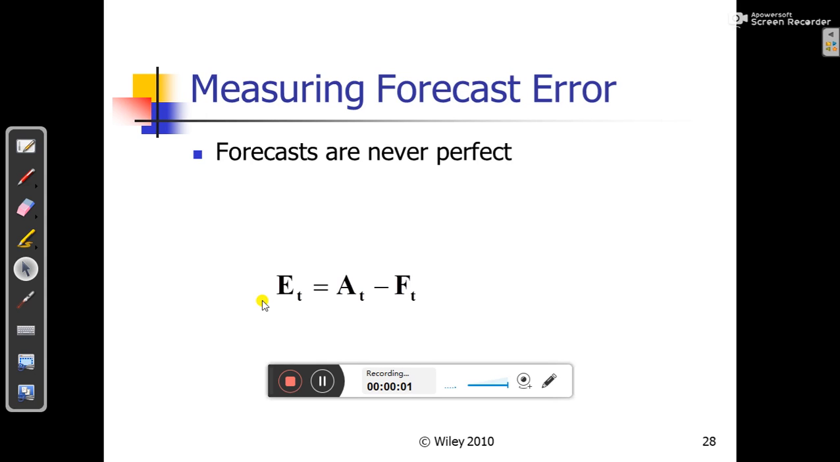Hello student. In this video I am going to continue from the last one. We are discussing various forecasting methods. Here I am going to start with measuring forecast error.